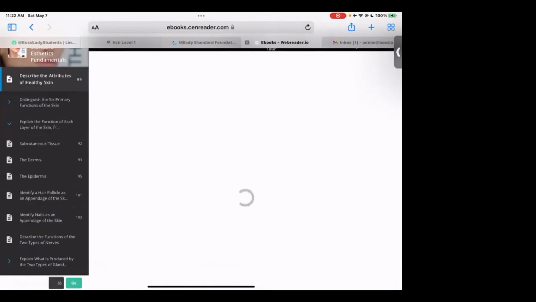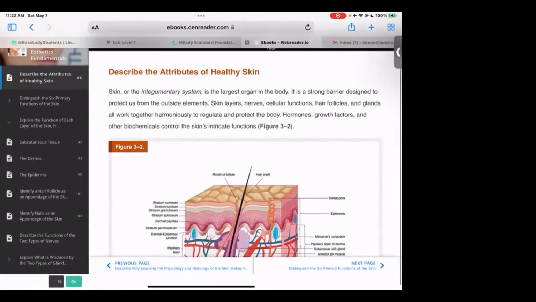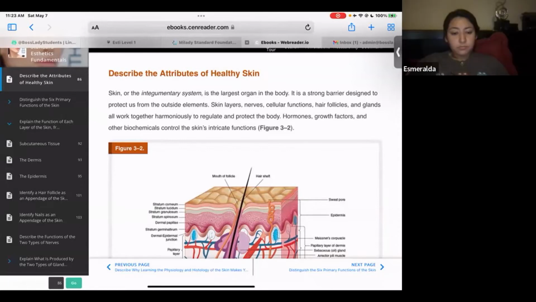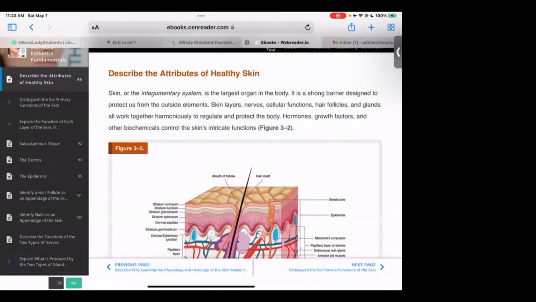I'm going to go to it so you can see it. I'm going to read this sentence for you again. Skin layers, nerves, cellular functions, hair follicles, and glands all work together harmoniously to regulate and protect the body. We need all six of these functions to be performing at their optimal levels in order for our bodies, or our integumentary system, to work harmoniously with the other systems of our body. What does that tell you?